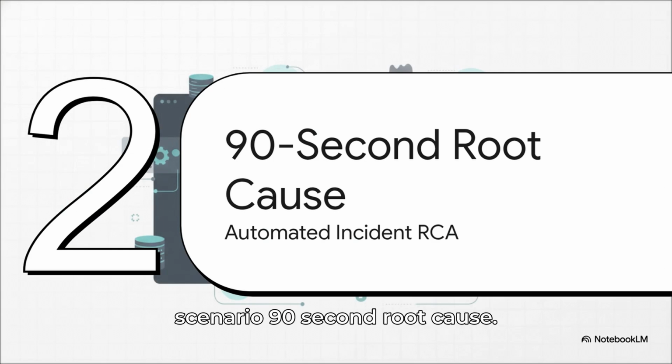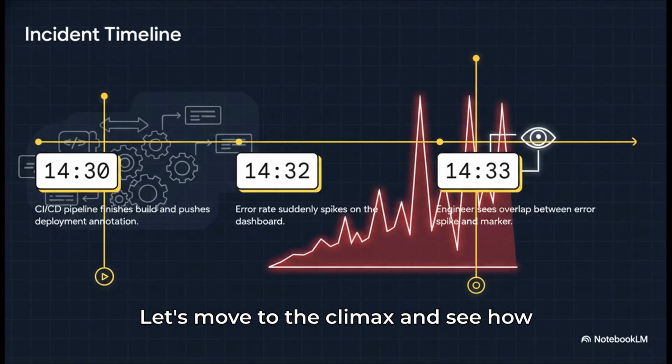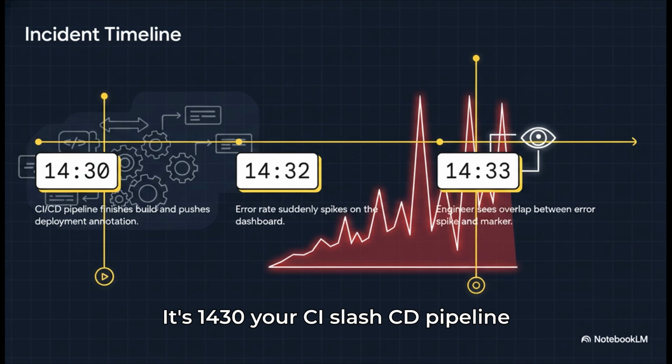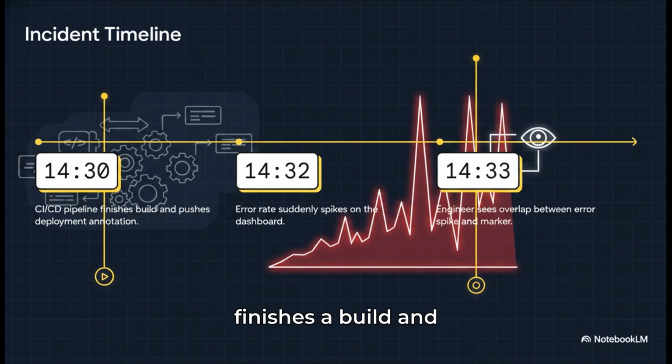Section 5. Scenario. 90-second root cause. Let's move to the climax and see how this all builds together. Let's revisit that high-stakes incident from the very beginning. It's 14:30, your CI/CD pipeline finishes a build and automatically hits that HTTP API, pushing a clean deployment annotation straight to Grafana. Fast forward to 14:32, and the error rate suddenly spikes on the dashboard.